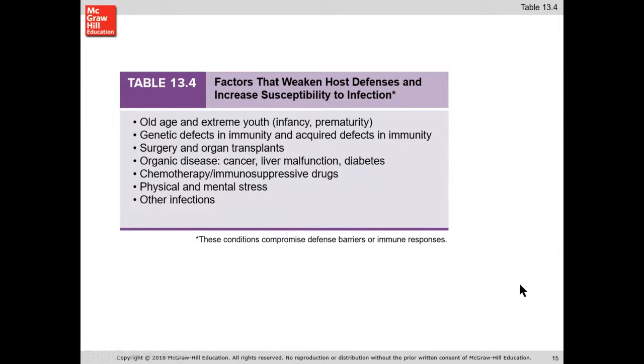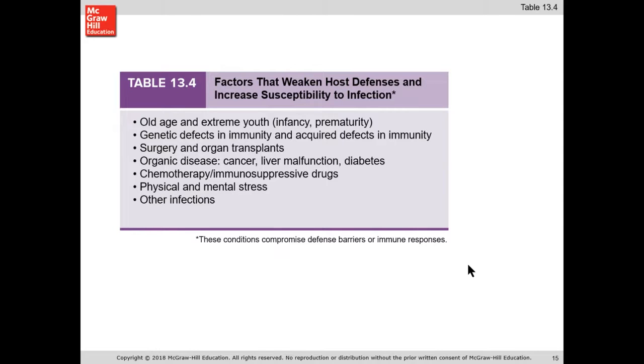Okay, these are things that will weaken your natural defense against these pathogens. And so the older that we get and the younger that we are, the less our immune system is able to respond. Genetic defects in immunity and acquired defects in immunity, so those would be times when your white blood cell count is not where it should be. That could be a genetic issue, or you could have developed some immune disorder. Surgery and organ transplants, because now we have exposed those sensitive tissues inside the body, which were previously sterile, to the outside world.